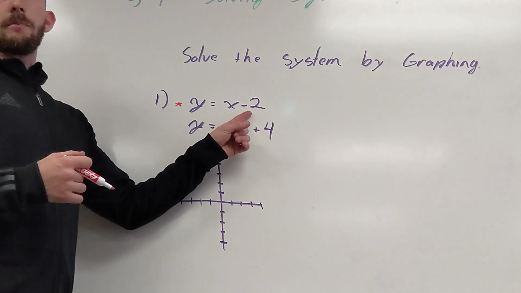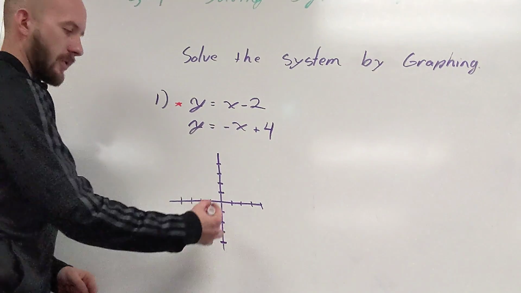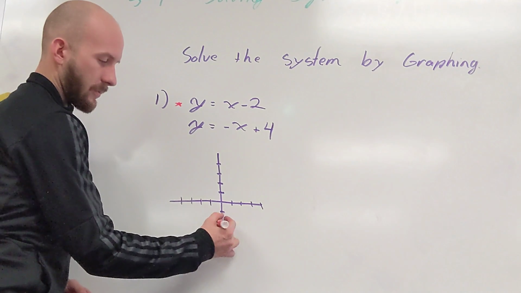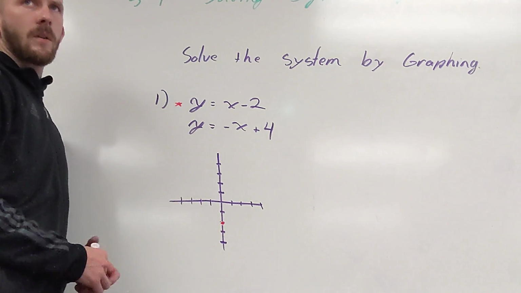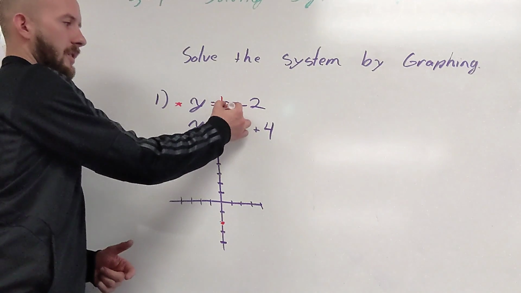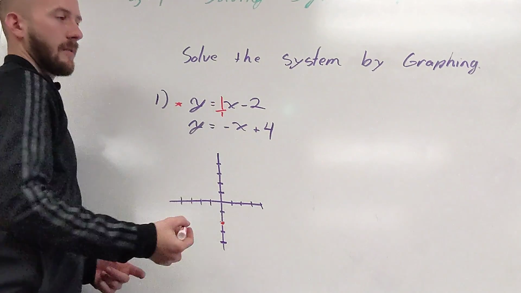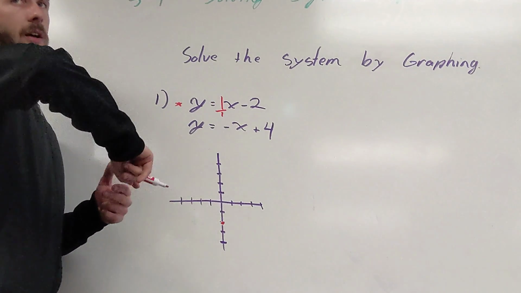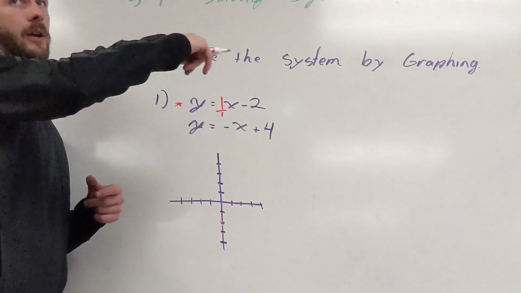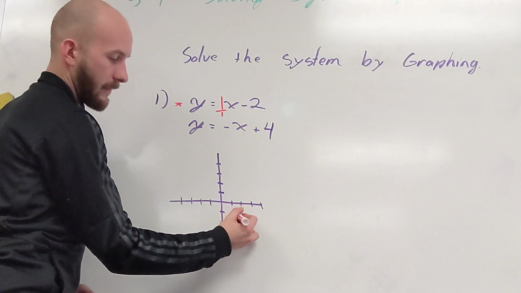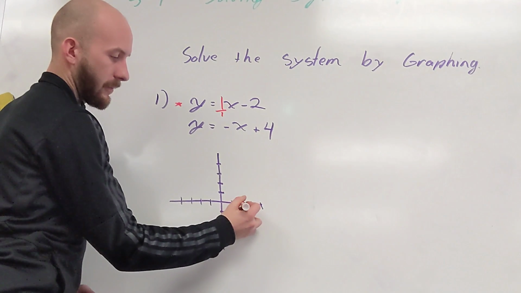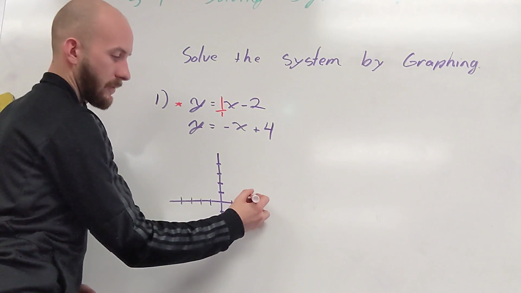Start with your y-intercept, so -2. So you start where it crosses the y-axis at -2. And then we use our slope, which in this case is 1 over 1, which, if they're both positive, that positive is up and right. So up 1, right 1, up 1, right 1, up 1, right 1.